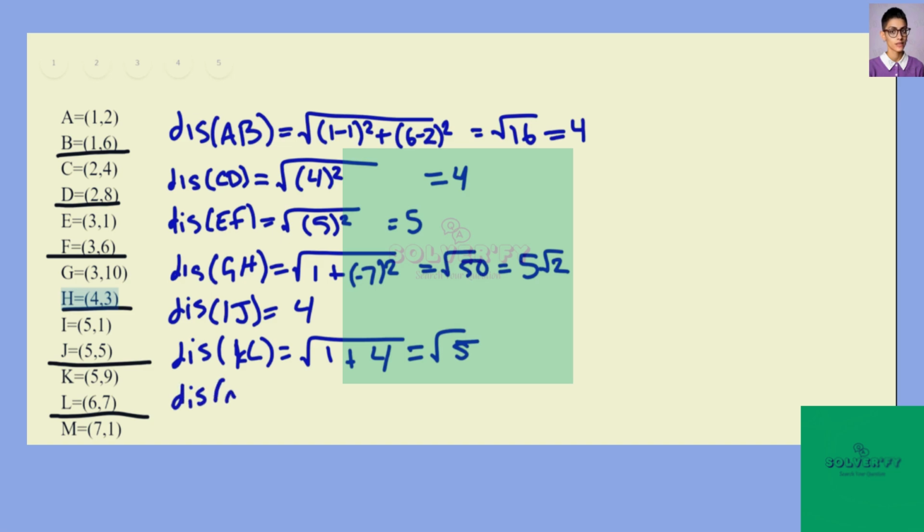The distance from M and N is equal to, in this case, it's going to be 7 minus 7 squared, which is 0. 4 minus 1 squared is 9. So this one's just going to be square root of 9 is 3. And then lastly, the distance for O and P is equal to 8 minus 7 squared. So that's 1 squared is 1. Plus the 6 minus 9 squared. So it's going to give us a negative 3 squared. Of course, it's 9. So this is the square root of 10.